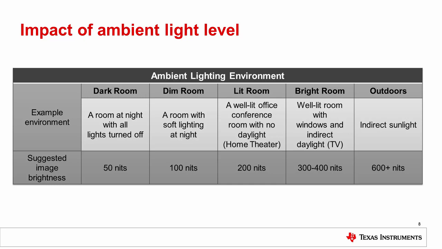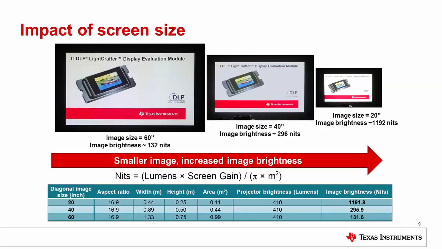Here you can find a summary of suggested image brightness levels for various ambient light conditions based on empirical testing by TI. For example, for an outdoor application with indirect sunlight, an image brightness of more than 600 nits is suggested. Now let's see the impact of screen size.